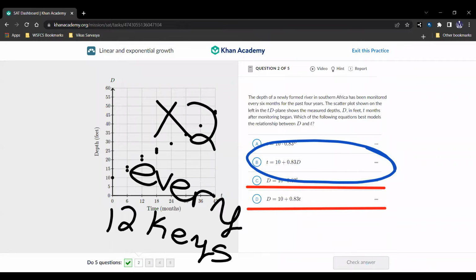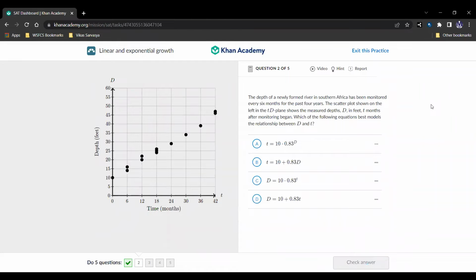All right, next question, here it is. The depth of a newly formed river in southern Africa has been monitored every 6 months for the past 4 years. The scatter plot shown on the left in the t-d plane shows the measured depths d in feet t months after monitoring began. Which of the following equations best models the relationship between d and t?